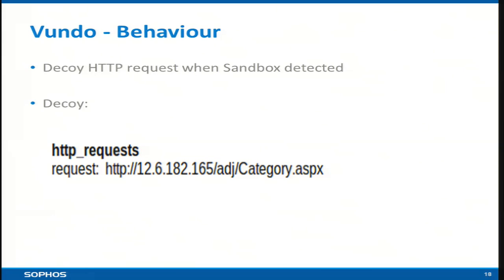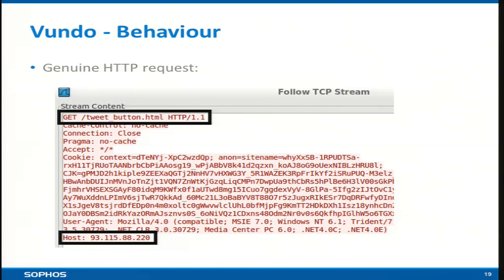And the interesting part about Vundo is that if it does detect it's running in a sandbox, it makes a different, decoy HTTP request to what it would make if it didn't detect it was running in a sandbox. So the decoy request looks like this. It goes to a fixed IP address and uses a fixed URL pattern, adj/category.aspx. The genuine request, if a sandbox isn't detected, has a different host value and a different URL pattern. Now we're seeing tweet_button.html, and the host address is different.